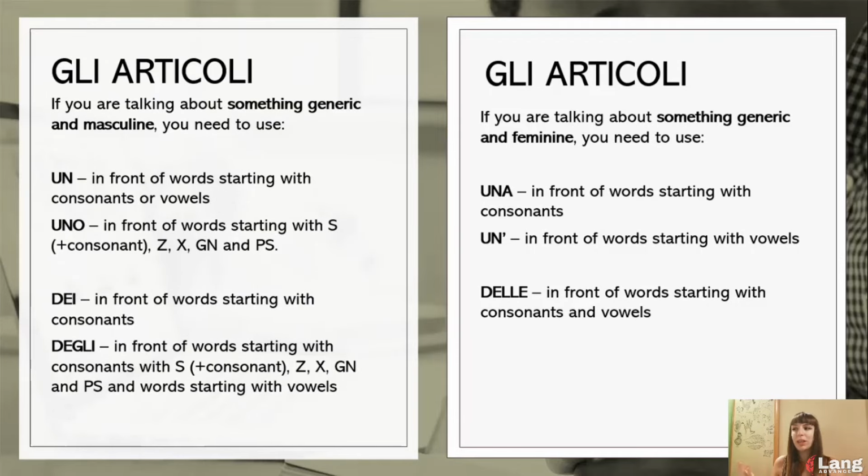Okay, this should be clear, but what about when a word is generic? So we are talking about something generic, not that specific person or that specific thing. Before, I gave you the example of il cane, il telefono. Il cane and il telefono will change into un cane, un telefono when it's generic. Attention, un is also used when the word starts with vowels. So, l'amico, L apostrophe, amico, will become un amico.